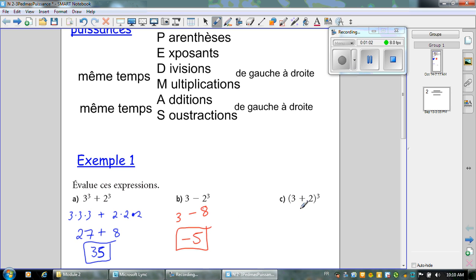And here I have to do my brackets first, so the 3 plus 2 is 5. And I have to do 5 cubed. 5 cubed is 5 multiplied by 5 multiplied by 5. That's 25. 5 times 25: 5 times 20 is 100, 5 times 5 is 25, so 125.